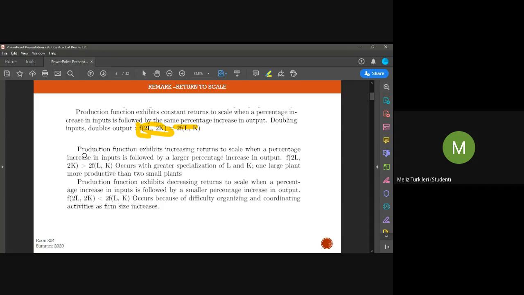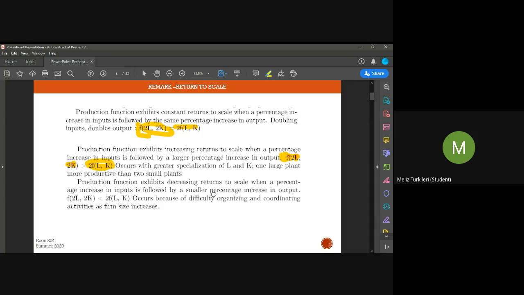What about the increasing return to scale? We have a production function. Think that this f function shows our production, and then we have labor and capital as inputs. If we increase the labor and capital, and if we double them, then if our output will be more than the double of the initial version, then this is increasing return to scale.